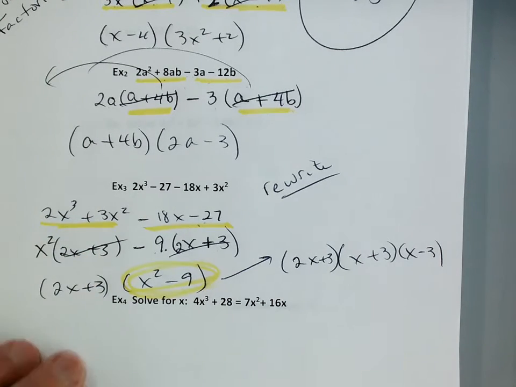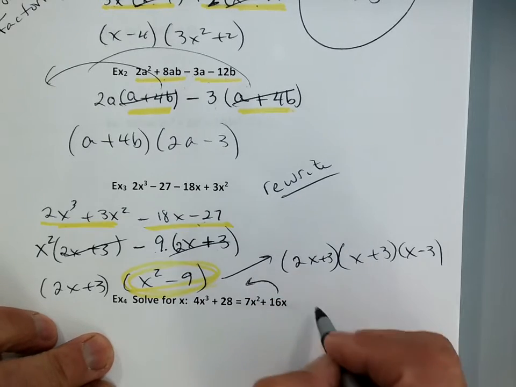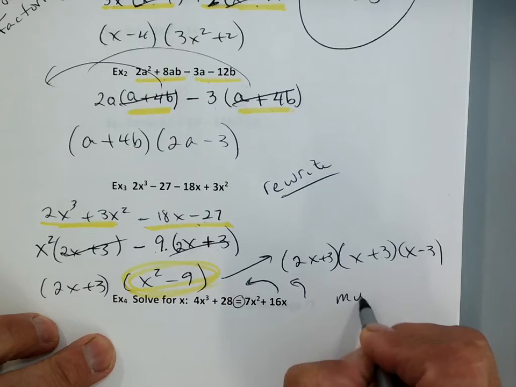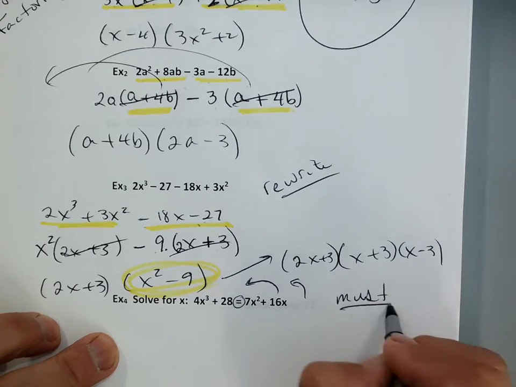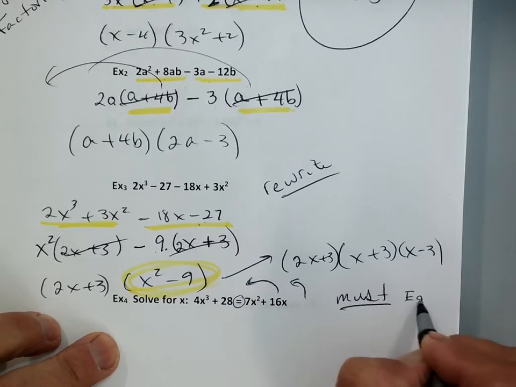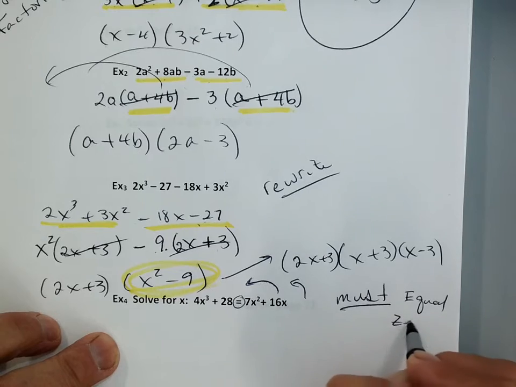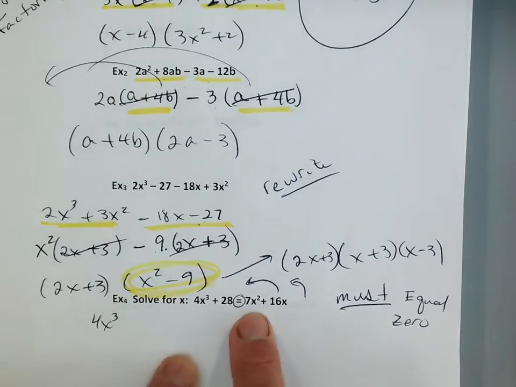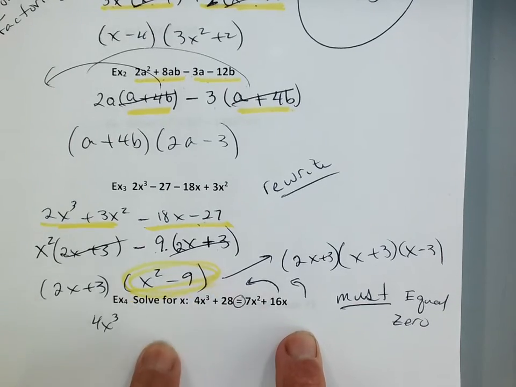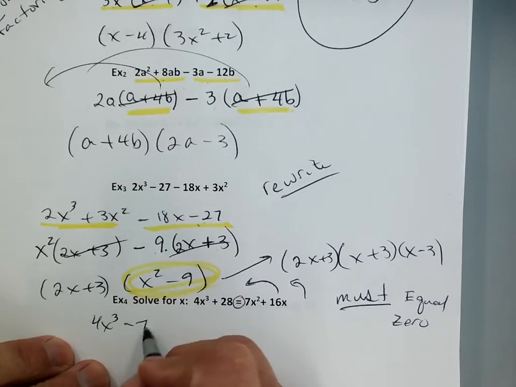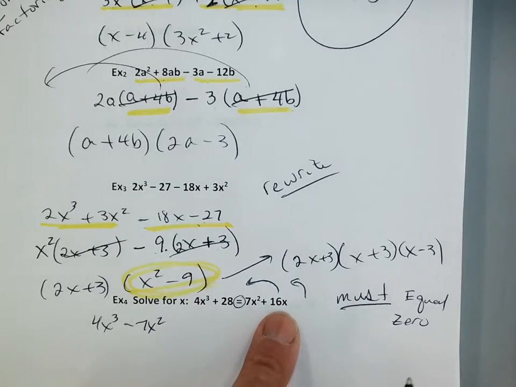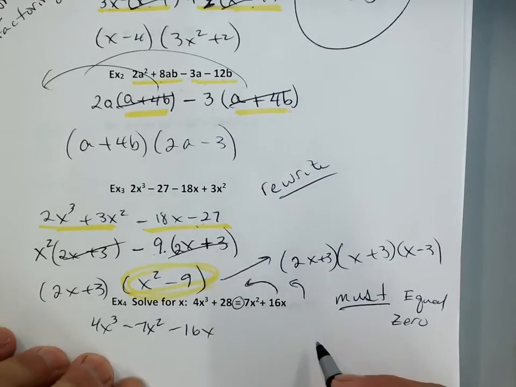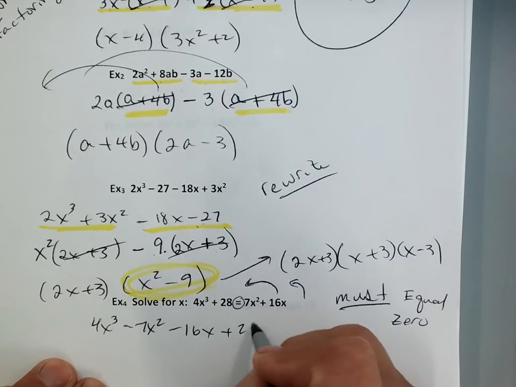Number 4, I'm going to bring everything over to the other side. Has to equal 0. Must, with an equal sign, it must equal 0. All right, 4x cubed. Let's bring over the 7x squared. So I have to subtract it, minus the 7x squared. Let's bring over the 16x, so subtract it, and then plus 28.